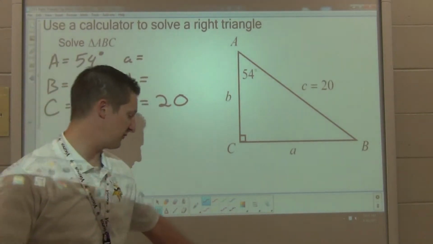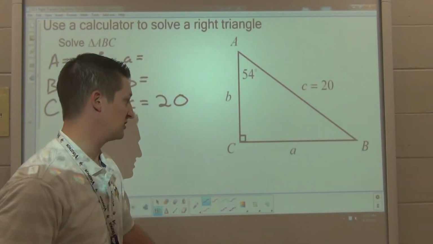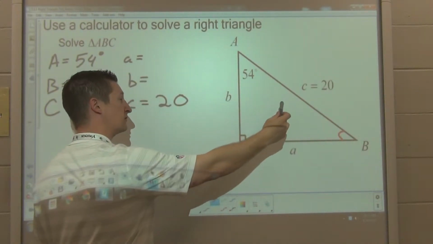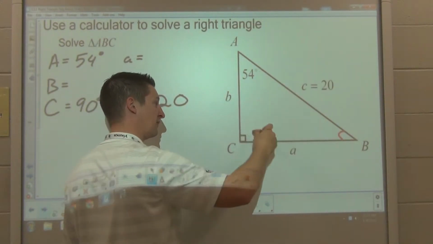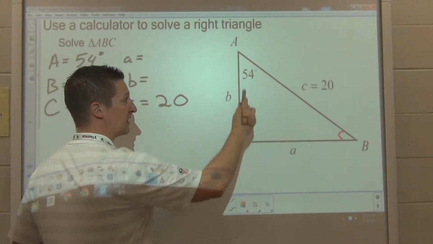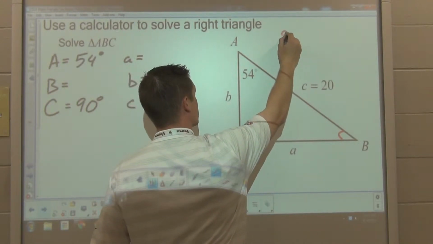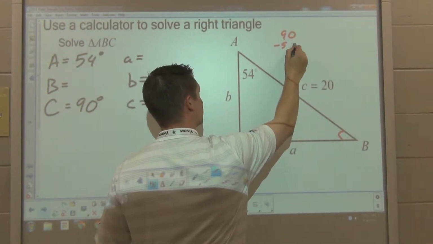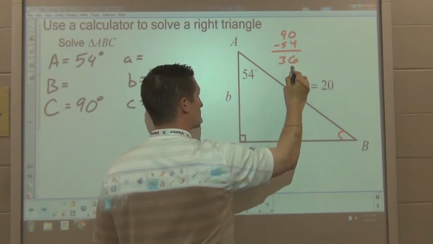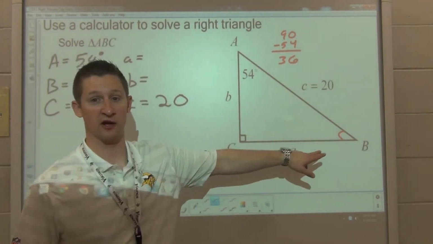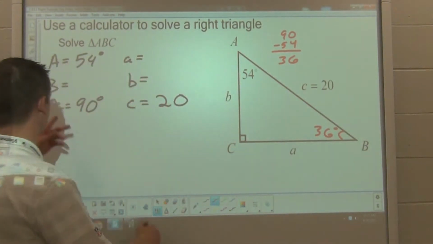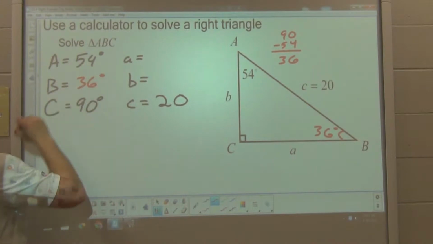So I usually start with finding the third angle, because that's usually the easiest place to go. I know that angle B has to be part of an addition problem that adds up to 180 degrees. So I got 90 degrees taken care of right here. There's 54 degrees up in the corner, so 90 minus 54, well, what's that going to be? That's going to be 36. So I know that this angle down in the bottom corner will have to be 36 degrees. I'll go ahead and throw it in here, 36 degrees.